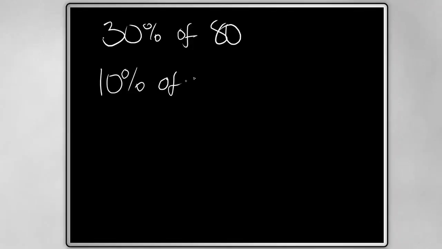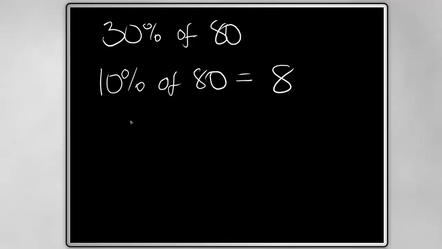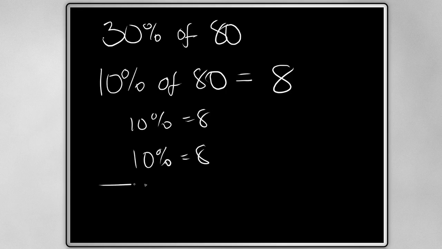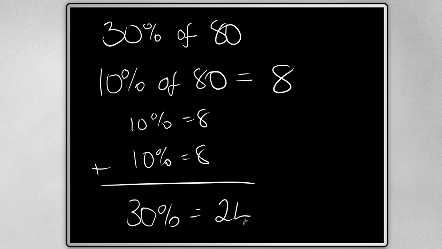So let's look at an example of finding a percentage of an amount. Here we have 30% of 80. I can find it by looking for my simple percentages. I can really easily find 10%. So 10% of 80 would be 80 divided by 10, which is 8. I can then make 30% by using these values again. So 10% is 8, and another 10% is 8, and another 10% is 8. Add all those three together, gives me that 30% is 24.